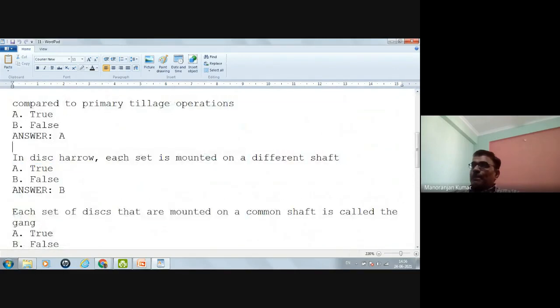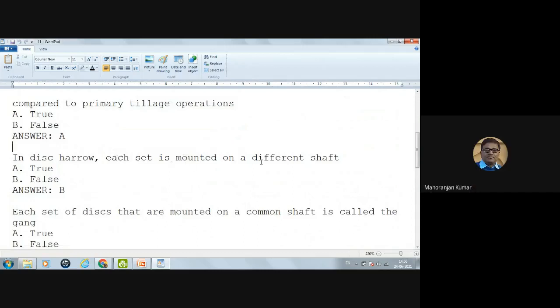No, it is false, because each shaft is mounted on a single shaft, and that shaft is known as the gang shaft. Okay, so this is the incorrect sentence. So B is the answer. Each set of disks that are mounted on a common shaft is called a gang.